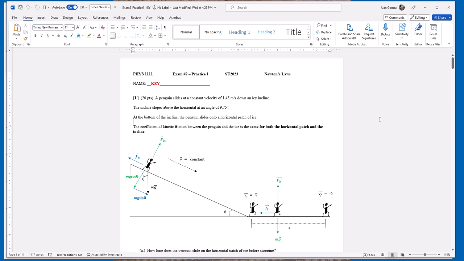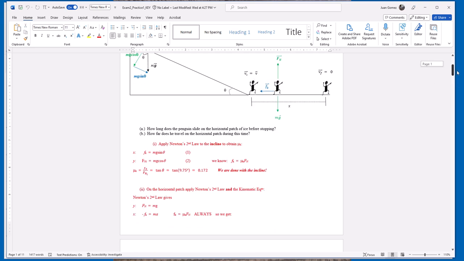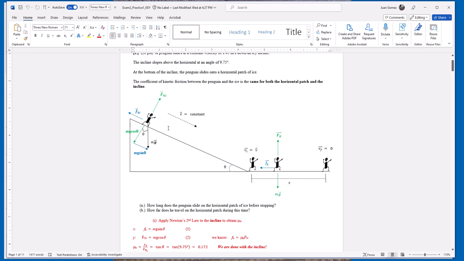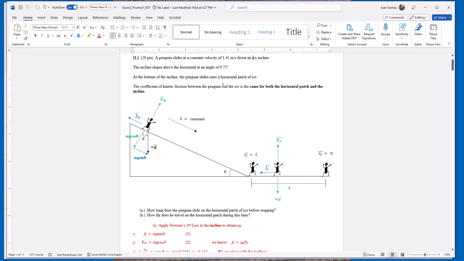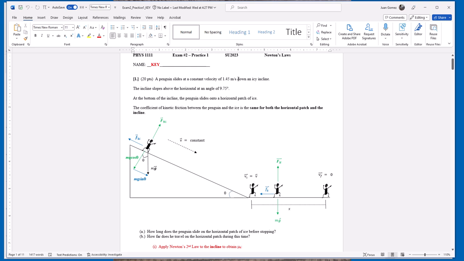Again, you treat the incline and the horizontal separately. Let me start with the incline. Here's the penguin on the incline. Theta is the angle of the incline. Remember, we're doing the incline first, then the horizontal, so let's not worry about the horizontal right now. The penguin is sliding down the incline at a constant velocity, a constant speed. That's what I indicate right here, telling you the penguin is sliding down the incline and the speed is constant.